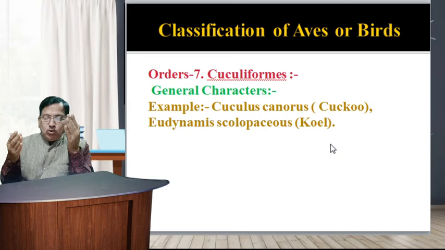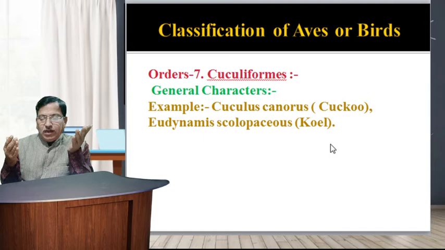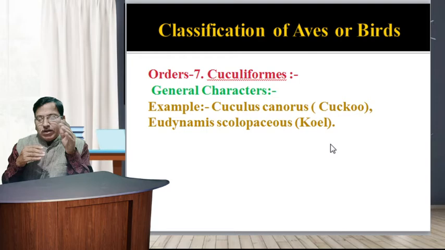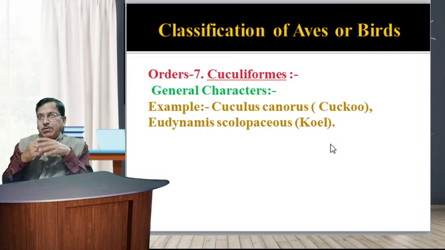Two toes are in front and two behind, the outer one reversible. Tail long and beak moderate. Example, Cuculus canorus, the cuckoo. Also the koel, as a specific example.